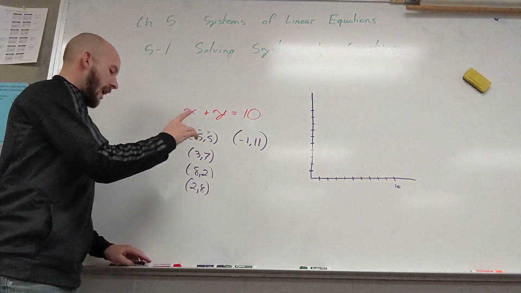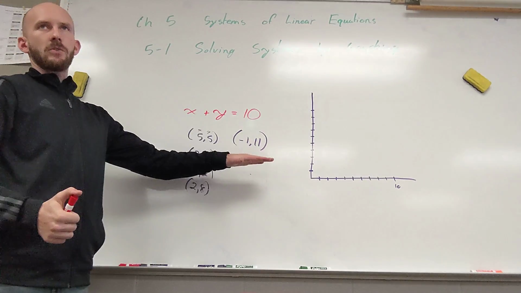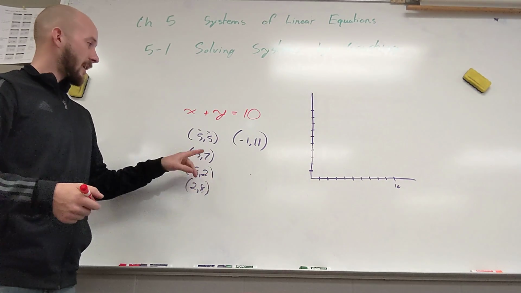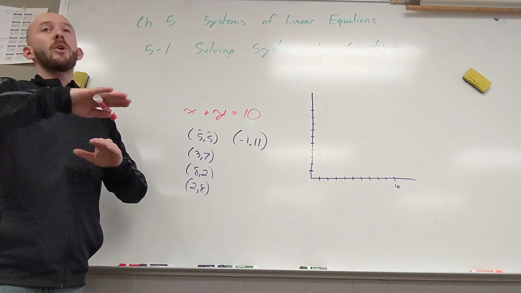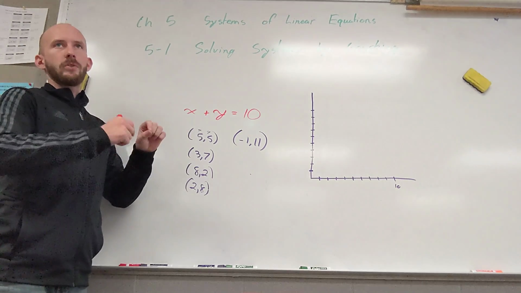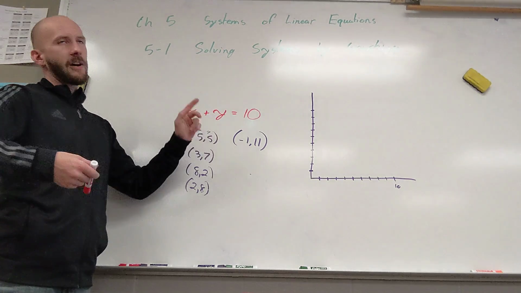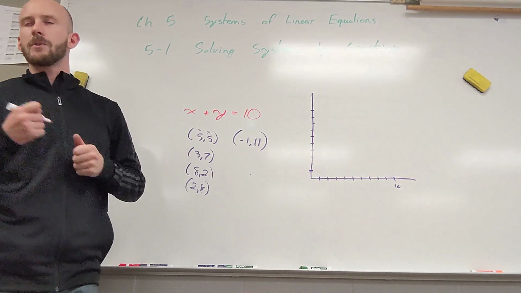All right, so I'm just going to plot some of these points. Do we understand that there's an infinite amount of solutions to this equation? I could even throw in decimals. I could have 4.5 and 5.5. Those solutions are not limited to whole numbers. I could put 4.5 and 5.5, or 4.2 and 5, all those in-between decimals.